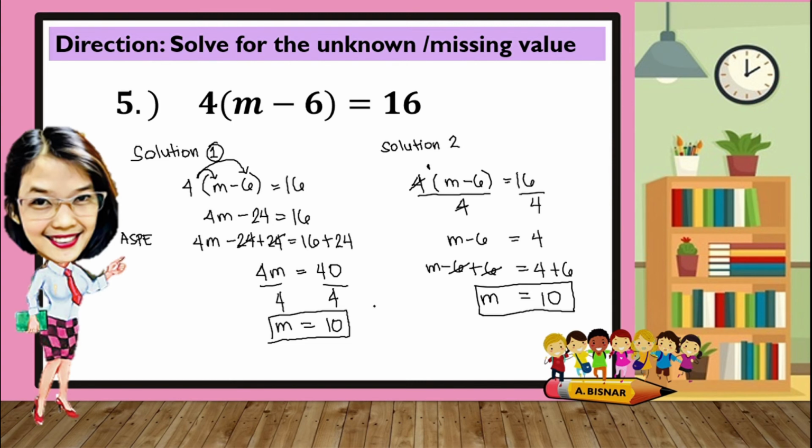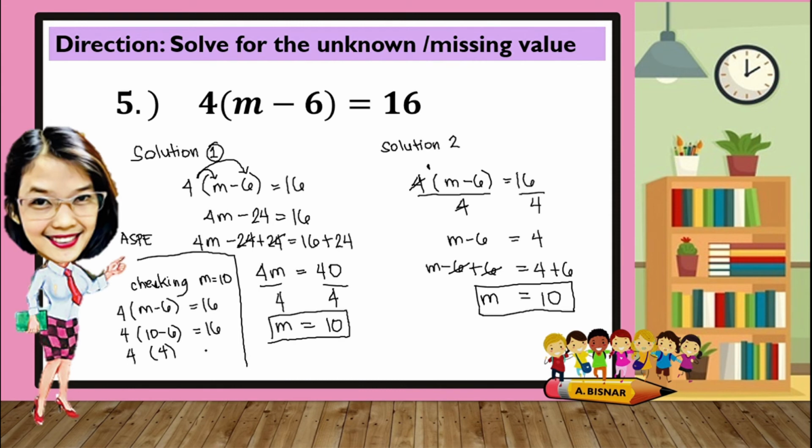Now, let's check if the answer is correct. So let's use this side for checking. So you have here 4 times m minus 6 is equal to 16. So you have to substitute the value that you get, which is 10. So this will be 4 times 10 minus 6 is equal to 16. So you have here 4. 10 minus 6 is 4. And this should be equal to 16. 4 times 4 is 16. And 16 is equivalent to 16. And therefore, the answer is correct.